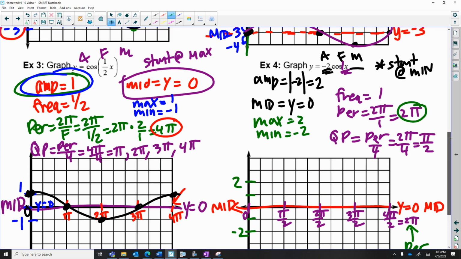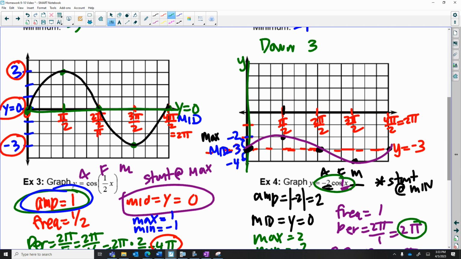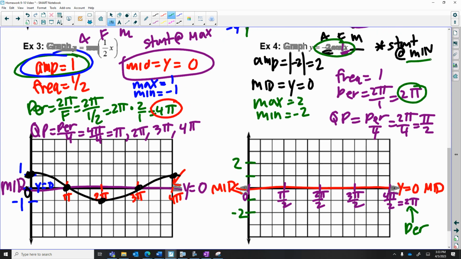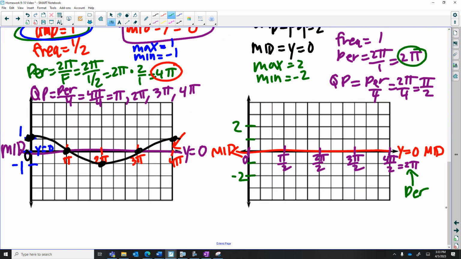Was this sine or cosine? It was cosine. Was it positive or negative cosine? Negative cosine. So we're going to start at our minimum. To start our minimum, we're going to start at -2. So we're going to go minimum, midline, maximum, midline, minimum. Connect the dots, and there's your negative cosine curve.